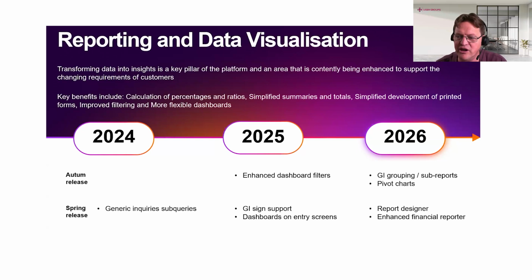So you'll see some of those changes coming through, as well as bringing in pivot charts. You can do pivot tables within the product at the moment. We want to bring through the pivot charts. And then further down that, improve the financial reporter. The ARM reporter can be a little bit challenging to work with.